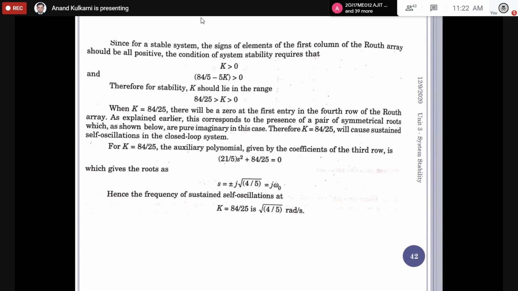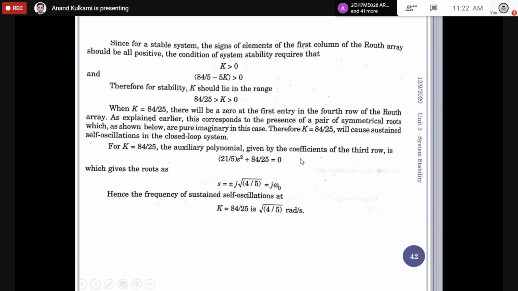Otherwise, what will happen? The system will become unstable. So if k is less than 0, then also unstable. If k is greater than 3 point something, then also it is unstable, like that.